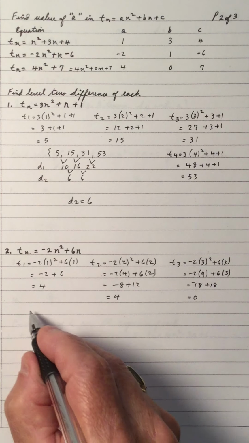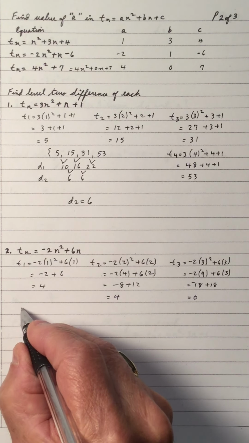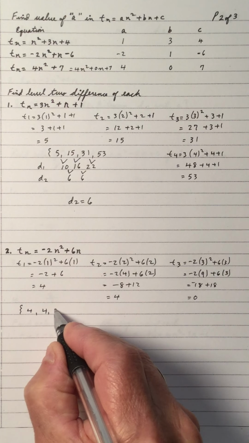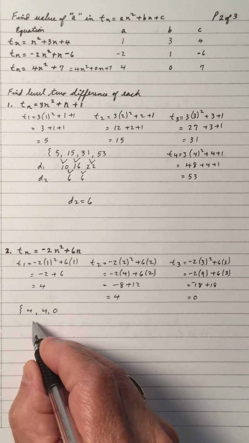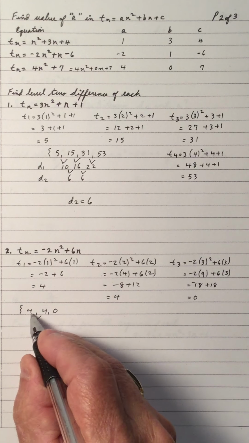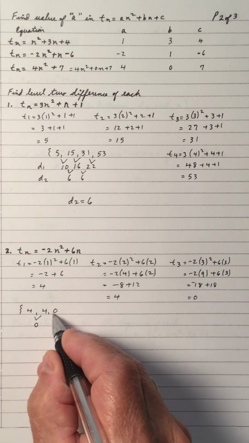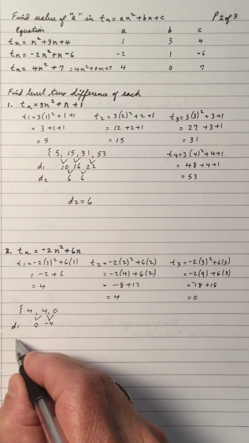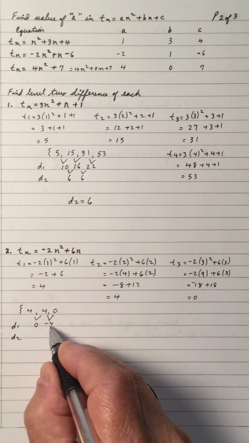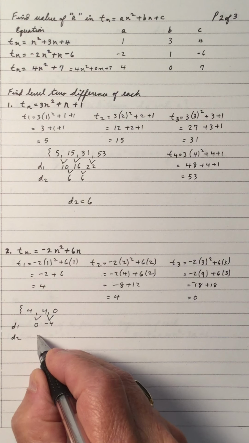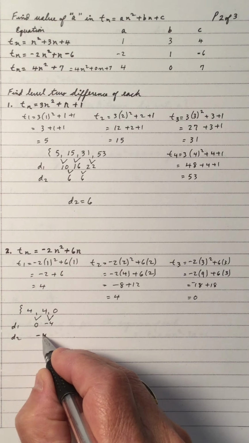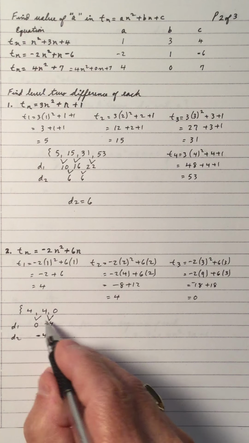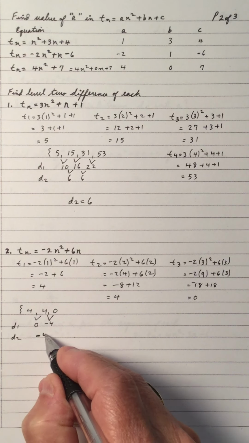Okay, so do I need to get the fourth one? Well, let's check. I have a 4 and a 4 and a 0. So the first level difference, that's a 0 minus 4 is negative 4. That's D1. So D2 is negative 4 minus 0, which is negative 4. So the second level difference is negative 4. Even though those two look the same, you might say something could be going wrong.